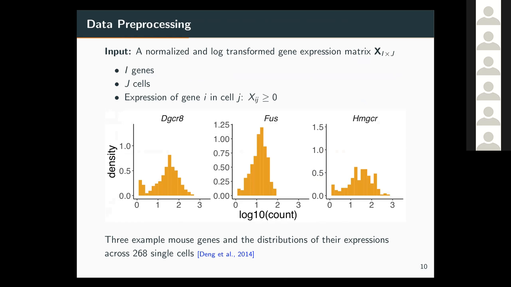So here we're just showing three examples from a real single-cell RNA-seq dataset of three genes. So we can see that for every gene, its empirical distribution of expression values across several cells has a very interesting shape of a bimodal distribution. And this gives us a motivation to use this bimodal distribution to estimate how likely its expression in one cell is due to dropout.